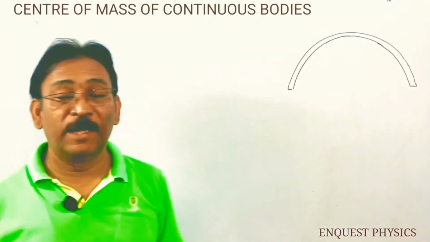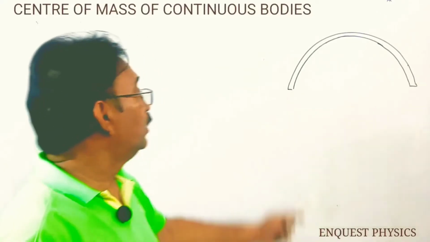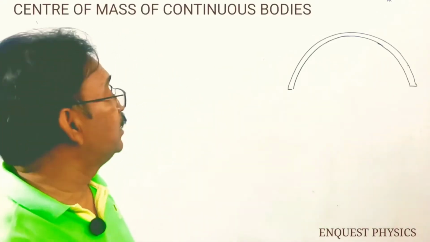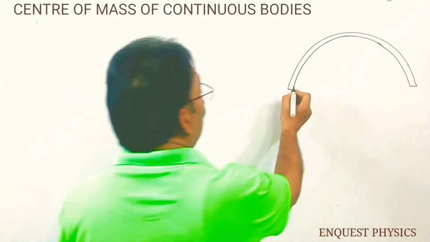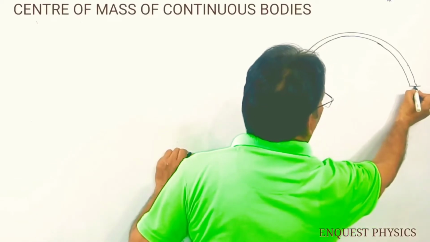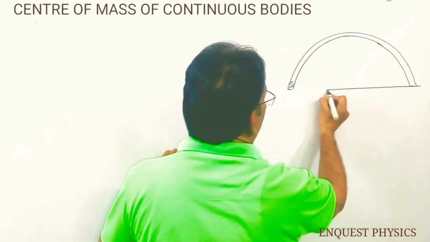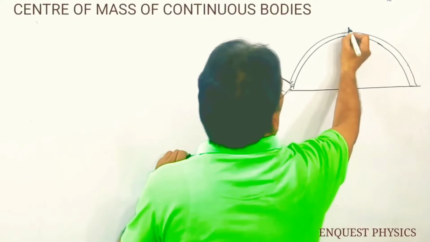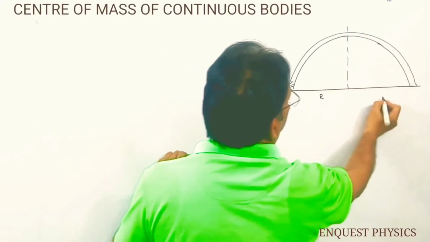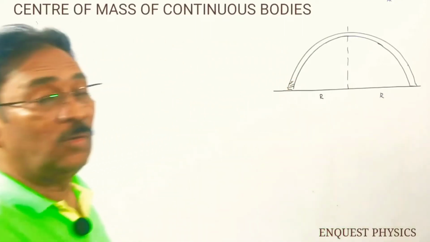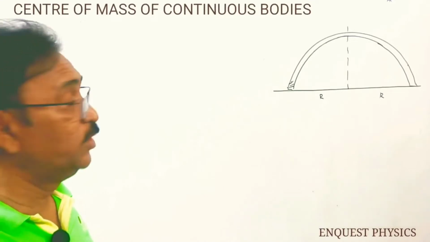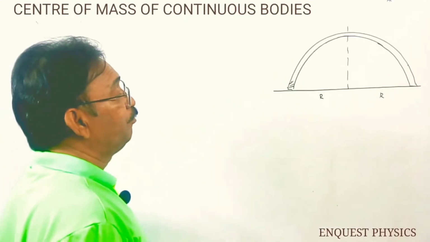Let's do one more problem on continuous mass distribution, students. This time we took a thin rod which is bent like a semi-circle, students. Obviously it is the radius, students. We have to find out the center of mass of this system by using the integration method, students.